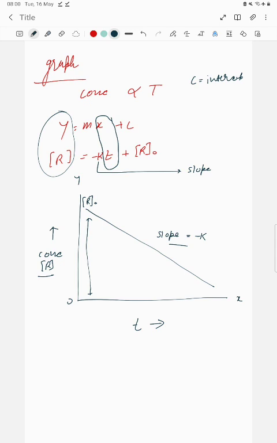Now let's try to understand the half-life period of zero order reaction, students. When you talk about half-life period, it implies in what time the reactant is going to become half. In how much time R becomes R naught by 2, that we have to understand. So let's understand the half-life period of zero order reaction.